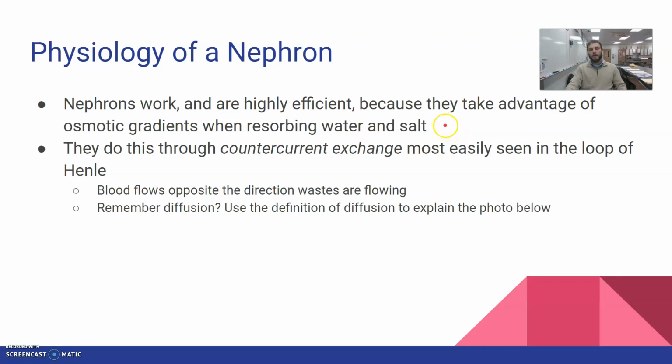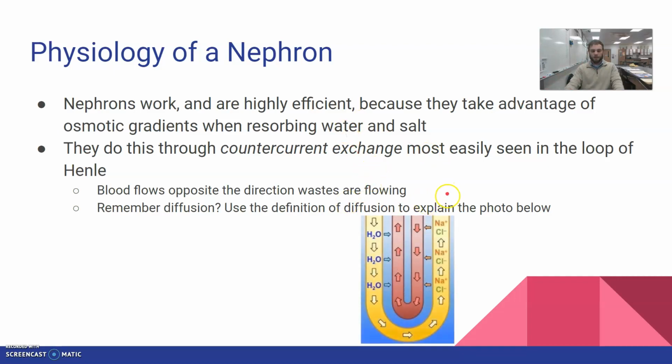So in the loop of Henle, you're going to have waste flowing in a certain direction, while blood is going to be flowing in the opposite direction. Remember those capillary beds wrapped around that loop of Henle, blood is going to be flowing in the opposite direction, and they're going to take advantage of diffusion here. So if we're looking at this from a loop of Henle standpoint here, this is your loop of Henle, and you can see it's flowing from left to right, while your blood is flowing from right to left.